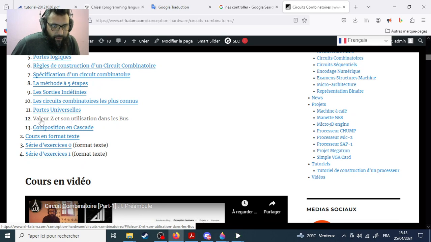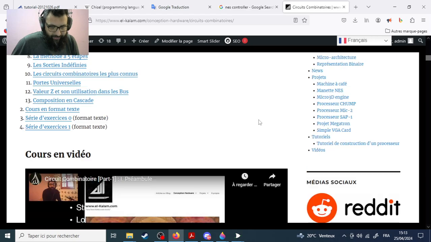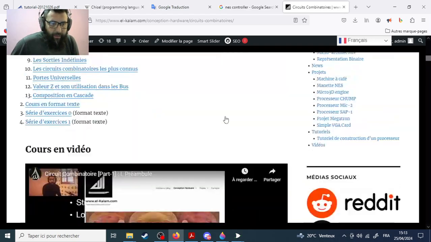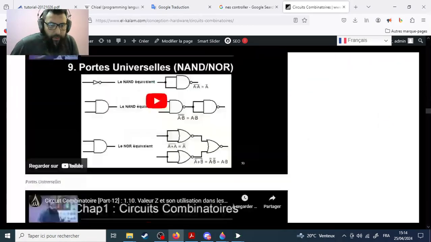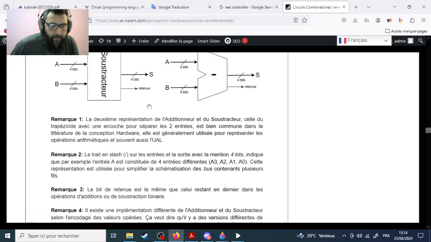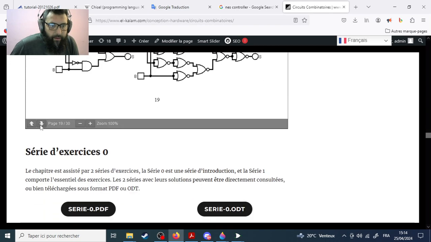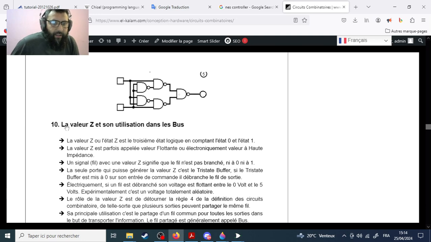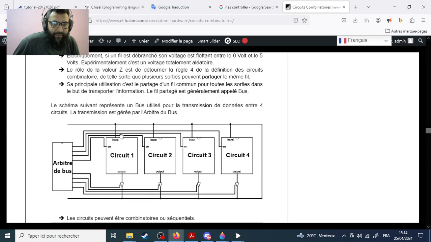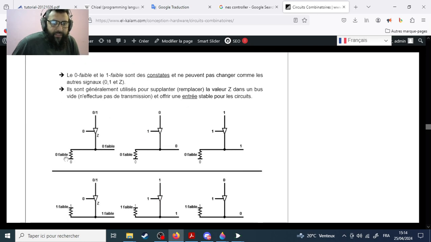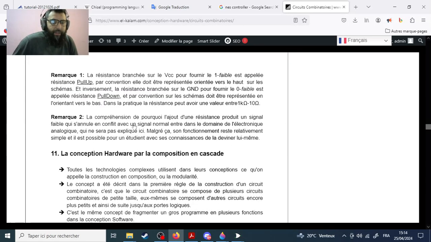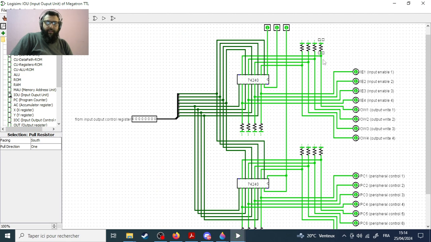Combinational circuits, we have this. The value Z and its use on the bus. You have to check this. Yes, part 12 of the course. Okay, let's look for it. It's there. You have to read that to understand how Z is used. This is the resistor we talked about. Okay, till this one. You have the 10th point of the course to understand how you use this one.